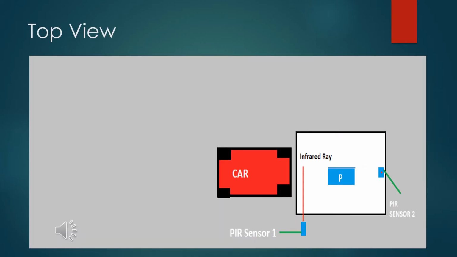In the top view diagram, we observe a red car that is about to move into a parking area. There are two motion sensors, one that is emitting horizontal infrared rays, labeled PIR sensor 1, and one that is emitting vertically, labeled PIR sensor 2.